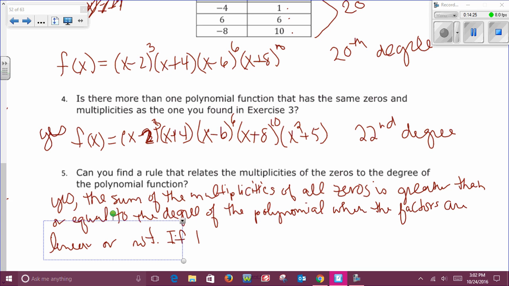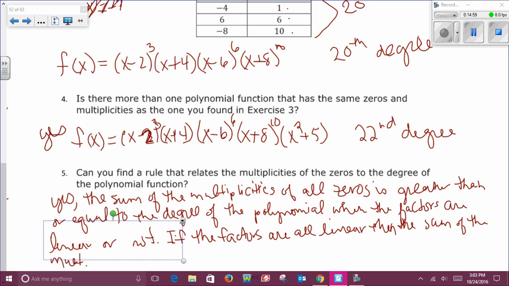If the factors are all linear, then the sum of the multiplicity, I'm just going to abbreviate multiplicity to mult, is equal to the degree of the polynomial. I'm just going to abbreviate that poly.